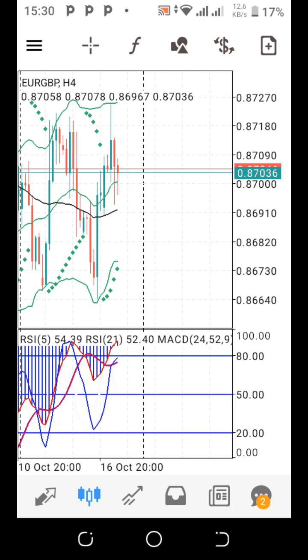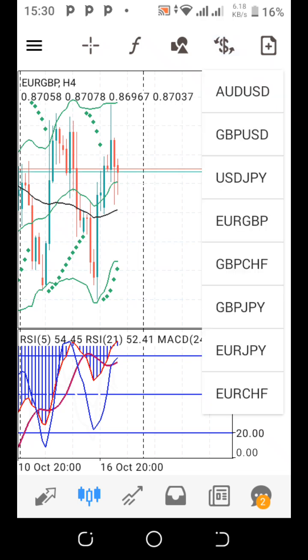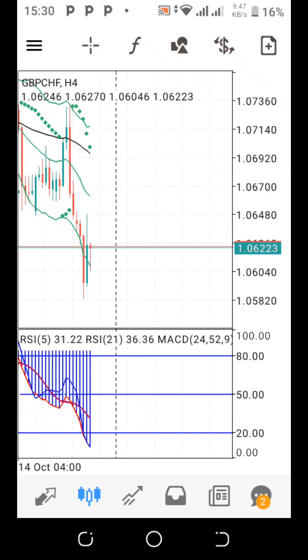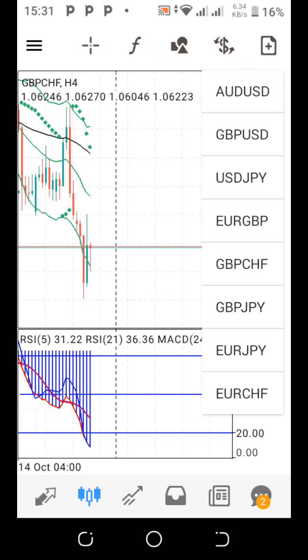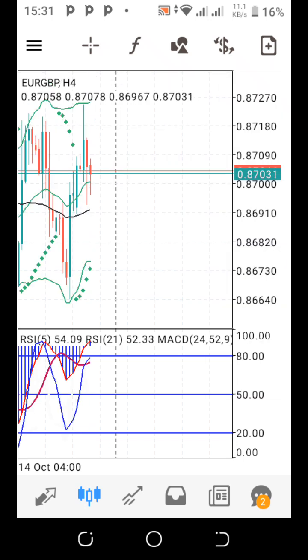Our Euro GBP. This trading strategy works on Euro GBP, and GBPCHF. That is pounds Switzerland dollar, and euro pounds.